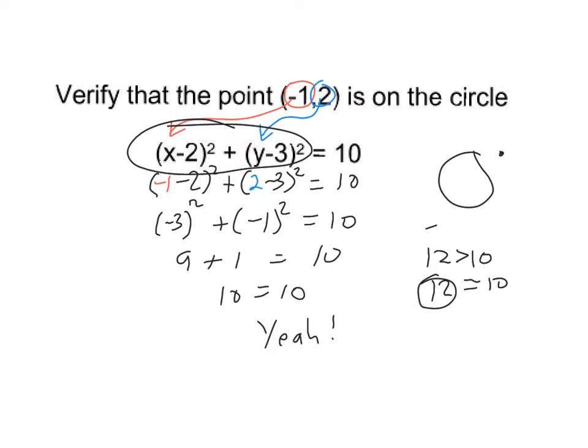So if we plug in any point and we get some number that is larger than the right side of the equation, it's on the outside of the circle. And similarly, if we plug in some point and let's say we get 8, that is less than 10. That means that point is somewhere on the inside of the circle. It's not on the circle, and it's not on the outside, it's on the inside, because 8 is less than 10. So that's important for the next problem.